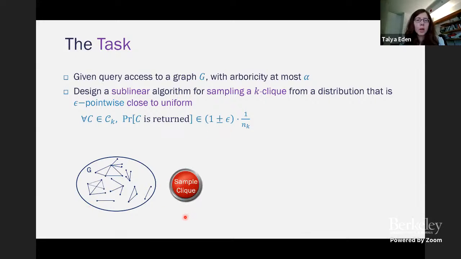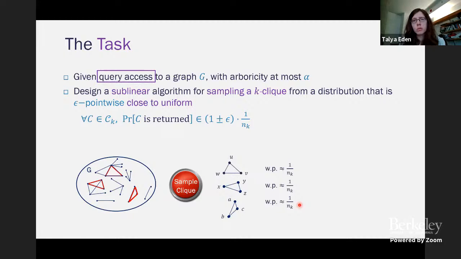Basically we have this graph G, and we're given query access to it, and we want to design this button that whenever we push the button, we get a uniformly distributed k-clique. In here, k is 3, and each one has roughly equal probability to be the returned one. I will soon define the query access model and also what I mean by arboricity of a graph.